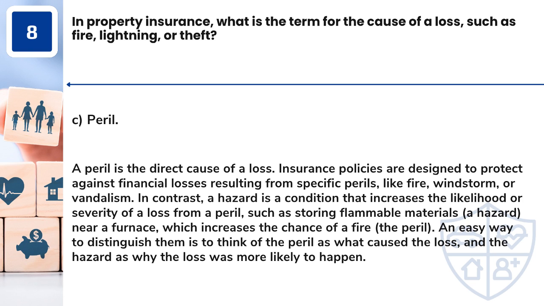An easy way to distinguish them is to think of the peril as what caused the loss, and the hazard as why the loss was more likely to happen.